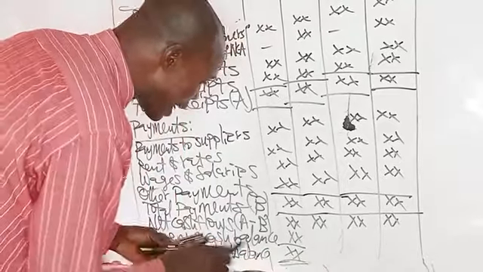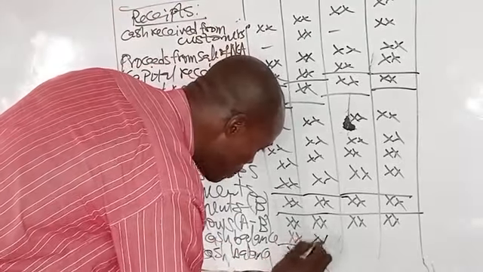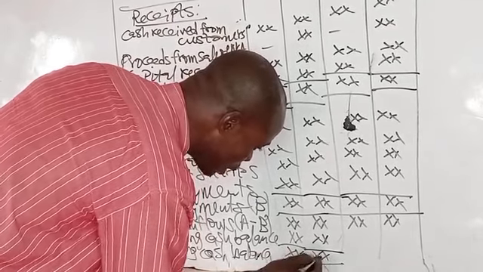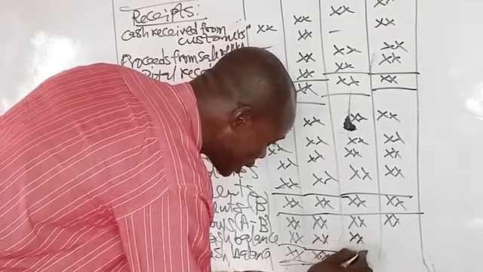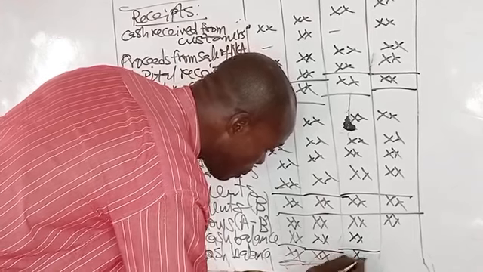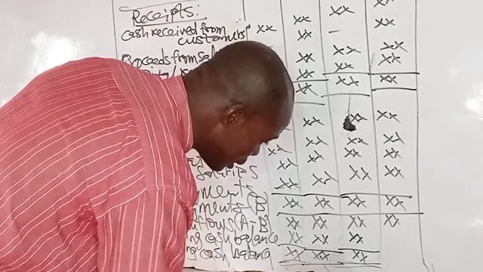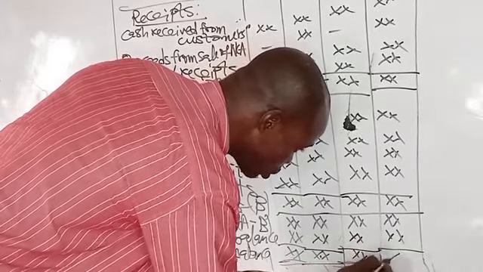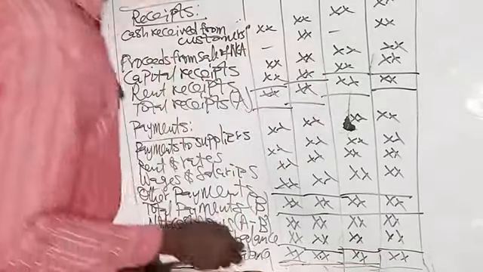The closing cash balance in January will be the opening balance in February. When you sum it up, you arrive at the closing balance as well. The closing balance in February will be the opening balance in the month of March. When you sum it up, you arrive at the closing balance. So the closing balance in total column. This is just the skeletal format of cash budgets.